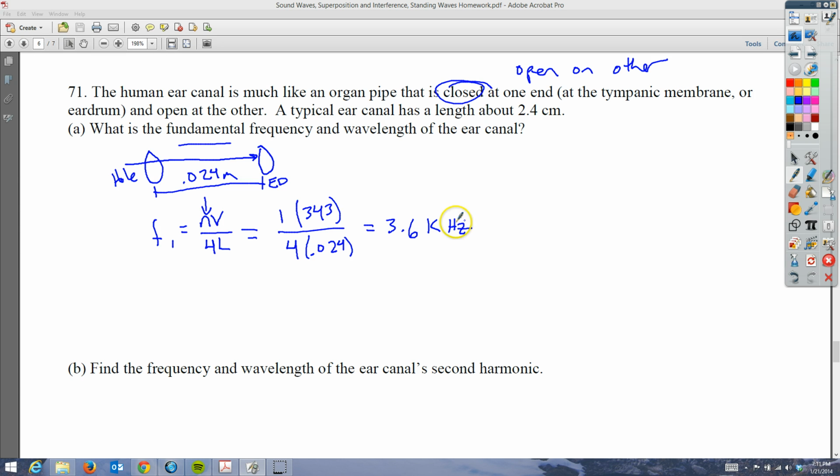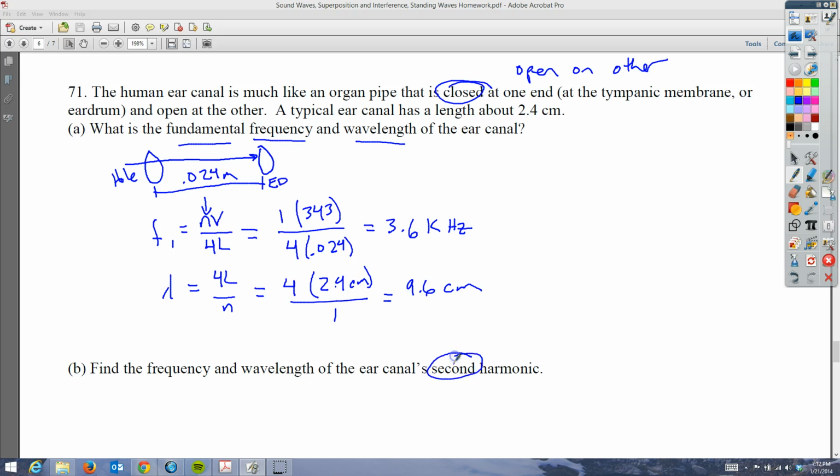The wavelength on this one then is going to be equal to 4L over N. We said because it's a closed-end pipe, that's the equation you use. So we're going to say 4 times 2.4 centimeters, and then we can divide that by 1 because that's our N. And that gives us 9.6 centimeters for the wavelength. So that's the fundamental frequency and the wavelength.